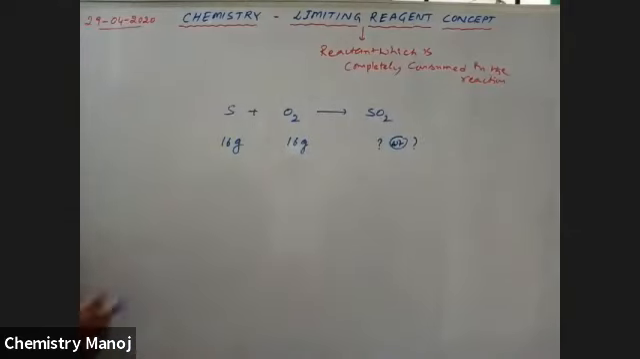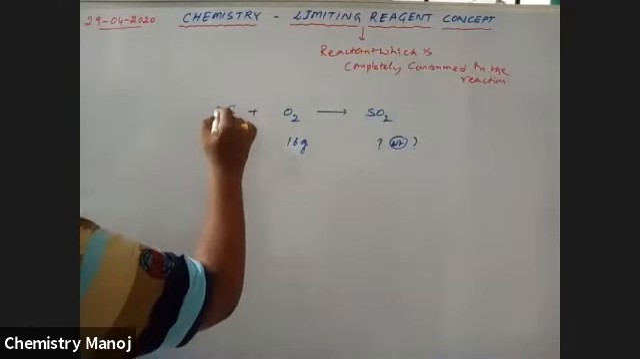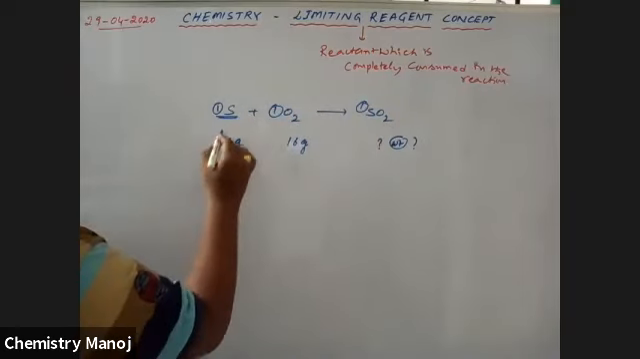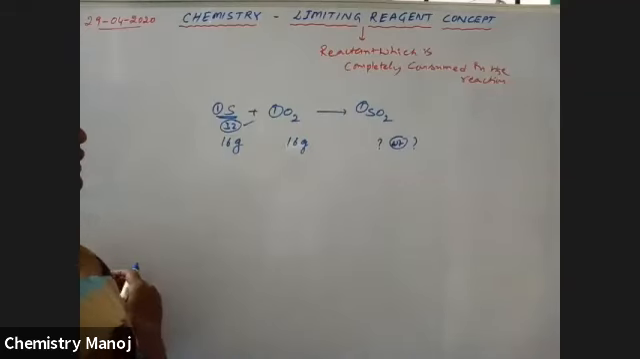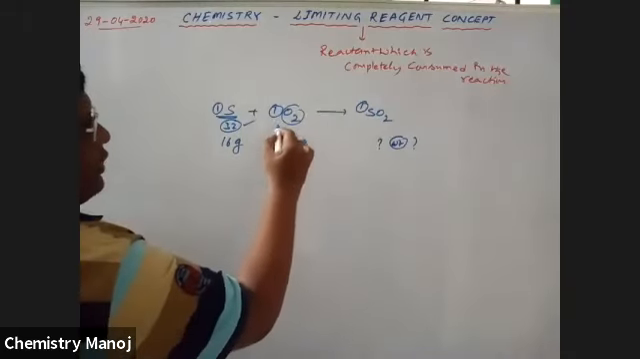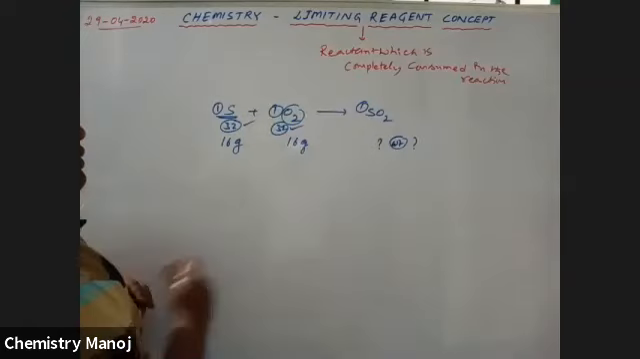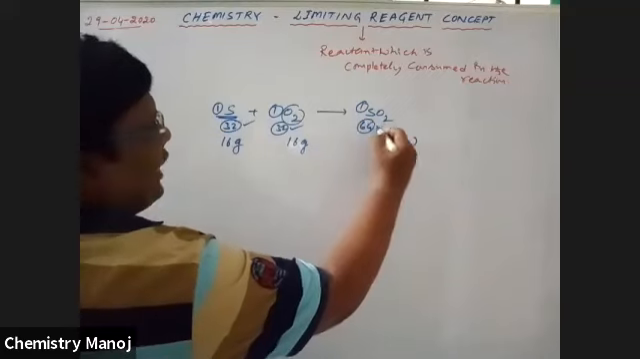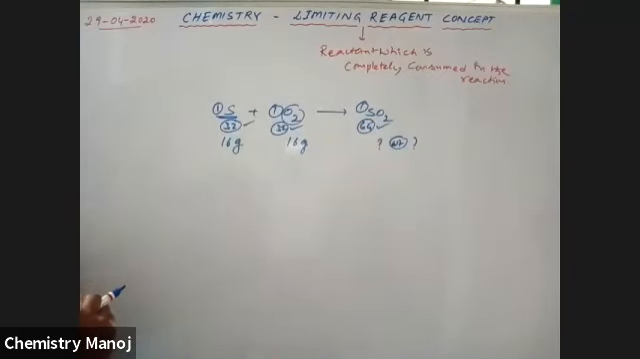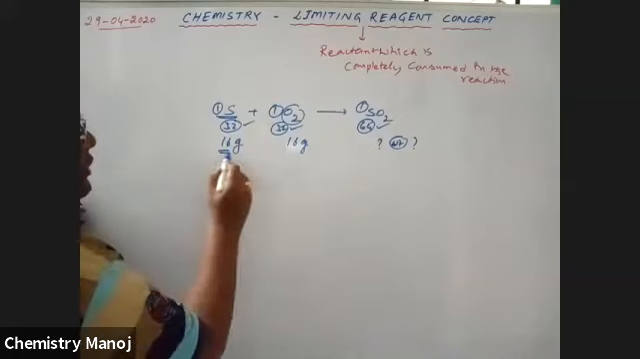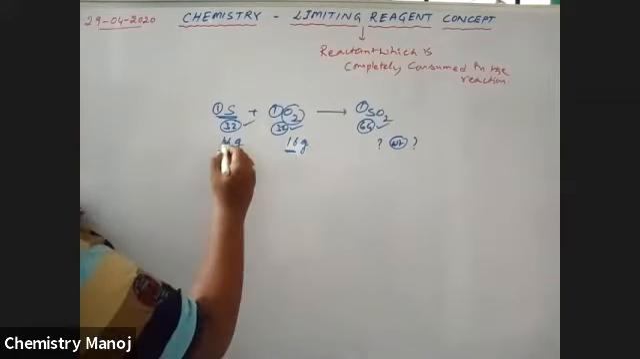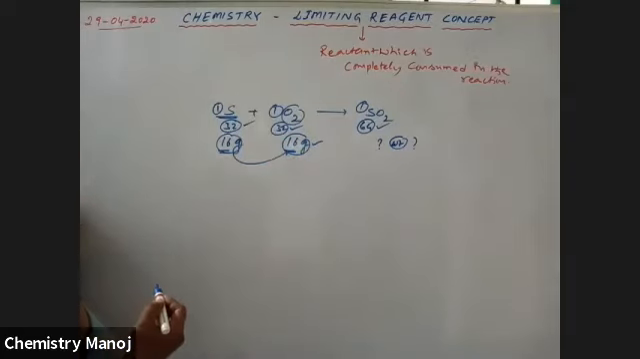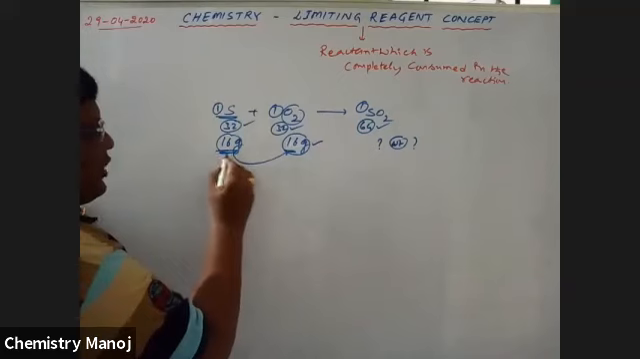How much weight? As per our stoichiometry, 1 mole is formed. 1 mole of sulfur means its atomic weight, that is 32 grams, is involved in the reaction. The molecular weight of O2, that is 32 grams, is involved. Now 1 mole of SO2, that is 64 grams, is formed. Here 16 grams reacts with 16 grams. That means 16 grams of sulfur requires 16 grams of oxygen, and that 16 grams is available here, so this 16 grams is completely consumed.